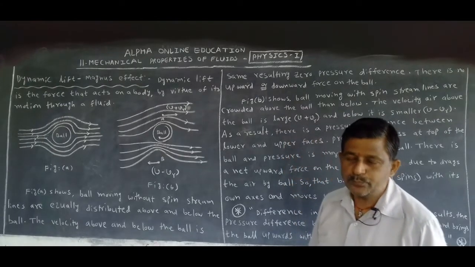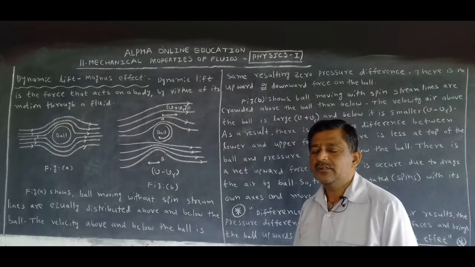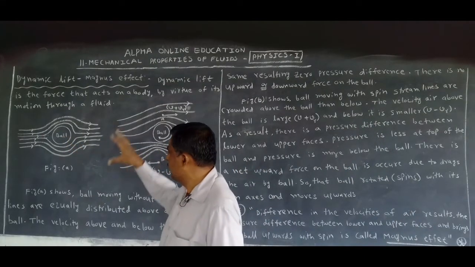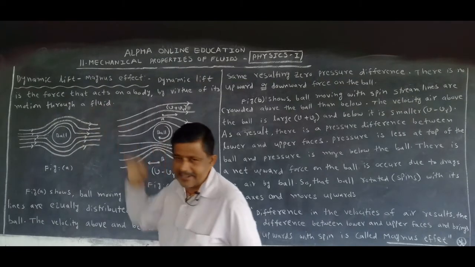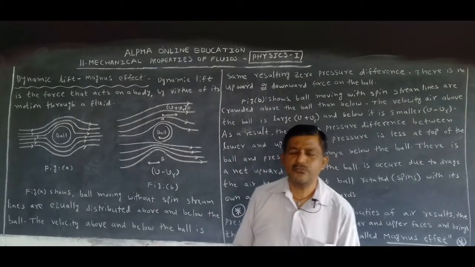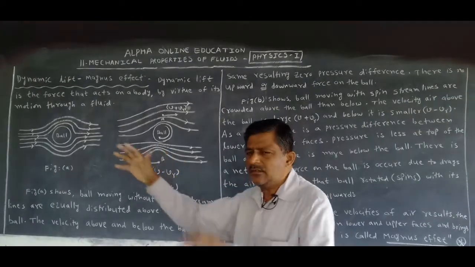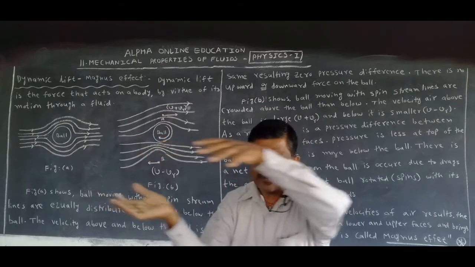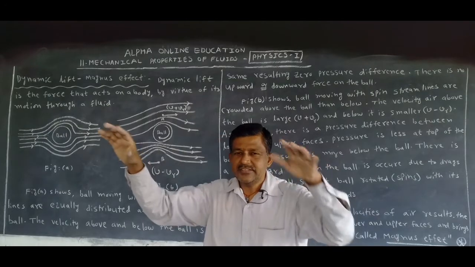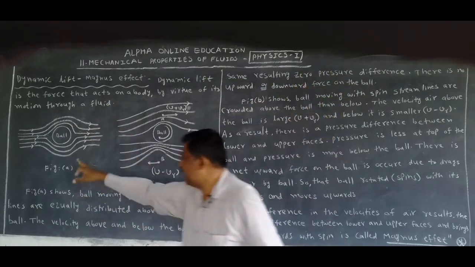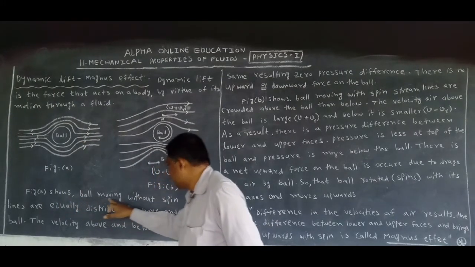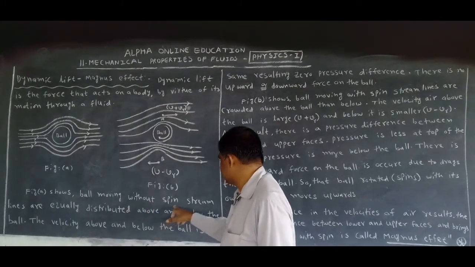Now we want to prove that. Let us take one ball in the fluid, meaning in the air. The air is treated as a streamlined flow. When the ball is taken in the air or a fluid, the streamlines are arranged like in figure 1. Figure A shows a ball moving without spin.